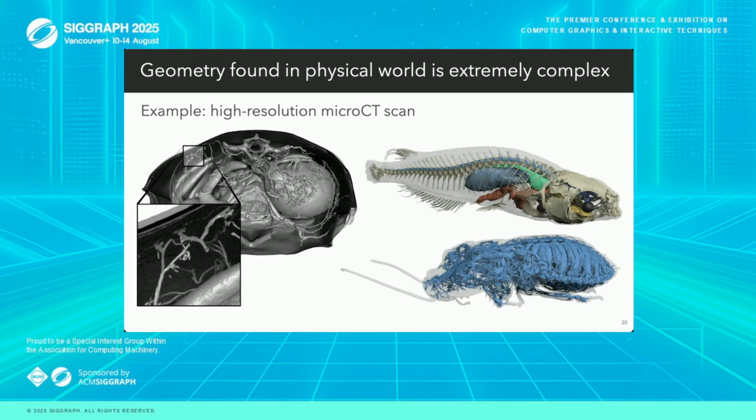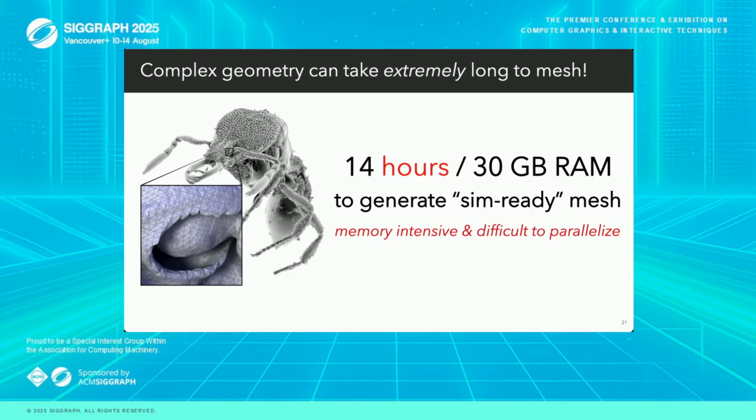Nature is still beating us. Nature is still way more complex than even our most impressive finite element solvers, finite difference solvers, and so on. Even state-of-the-art tools for solving these problems can take hours even for a single model, right? So here's a fairly interesting model, several million polygons, and it takes 14 hours and 30 gigs of RAM to generate a simulation quality mesh using state-of-the-art tools published here at SIGGRAPH just a few years ago.